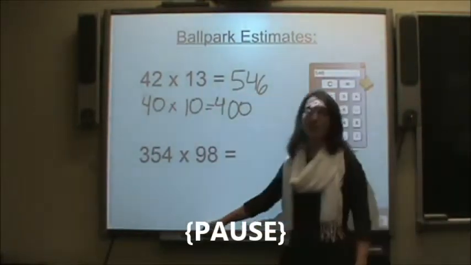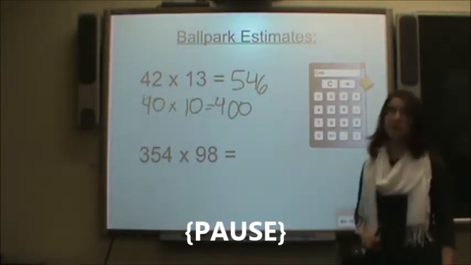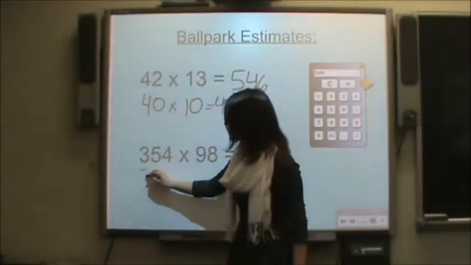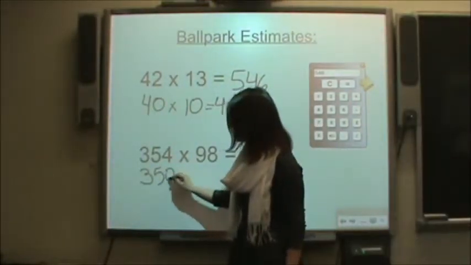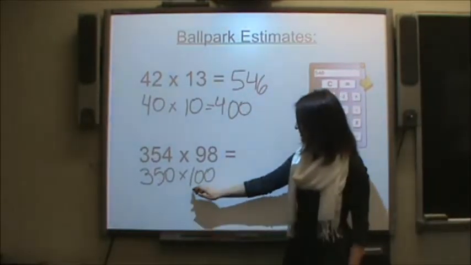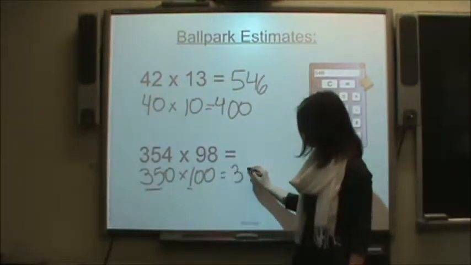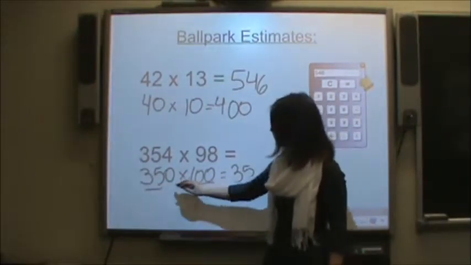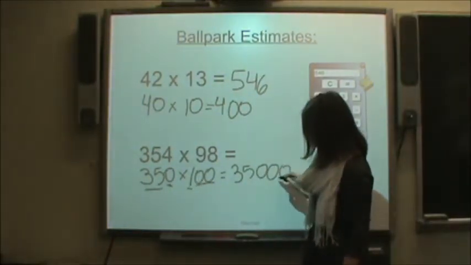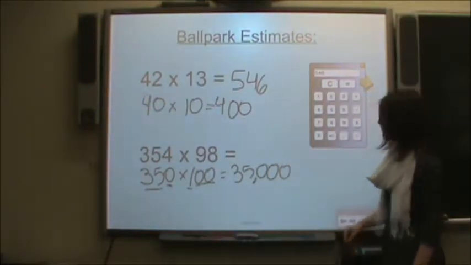Go ahead and pause the video and try and find 2 numbers. Think of 2 numbers that are close to 354 and 98. Don't solve it though. I chose 350 times 100. So I can split this apart by saying 1 times 35 equals 35. And then I still have to add on these 2 zeros and this 0. Don't forget that one. So that's 3 zeros. So my ballpark estimate is that the answer will be close to 35,000. Let's see.